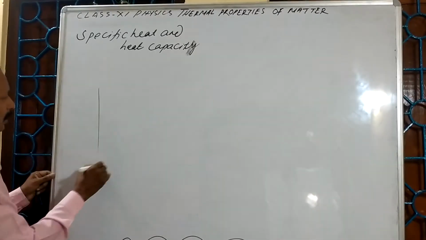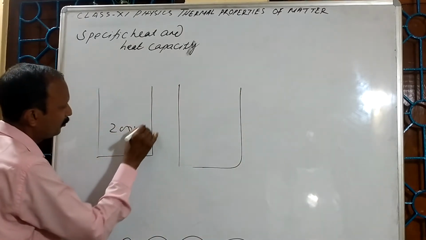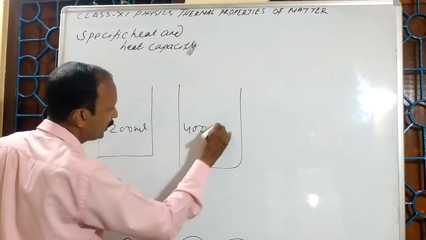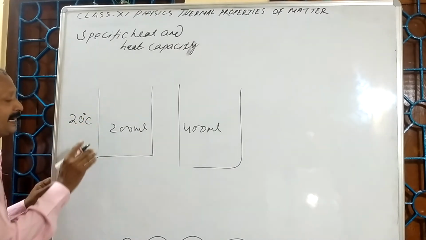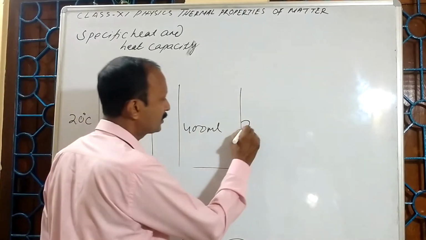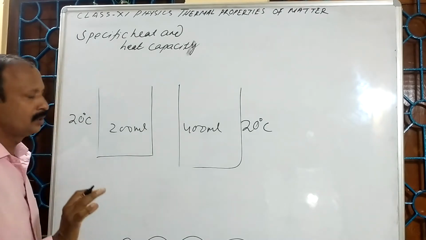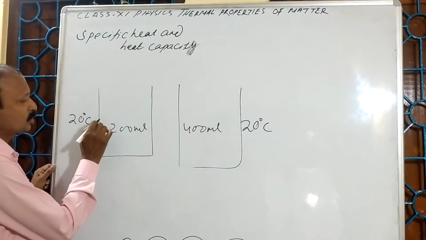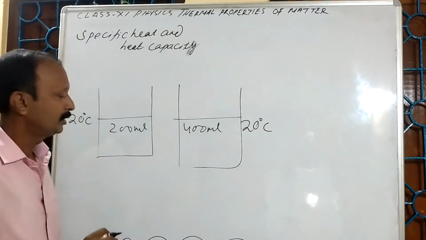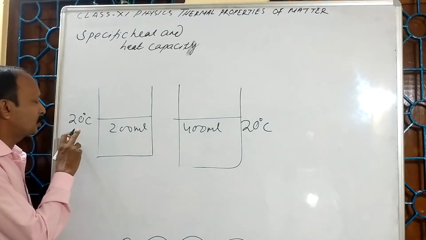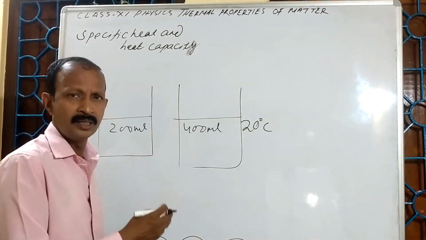Now, listen carefully. Suppose this is 200 milliliter of water. This is 400 milliliter of water. I want to raise its temperature up to 20 degrees Celsius. Here 20 degrees Celsius, here also 20 degrees Celsius. I want to raise the temperature. So, how much heat do I have to supply here? Definitely I have to supply more amount of heat. How much time will it take to reach the temperature change of 20 degree? Definitely it will take more time. It will take more heat.